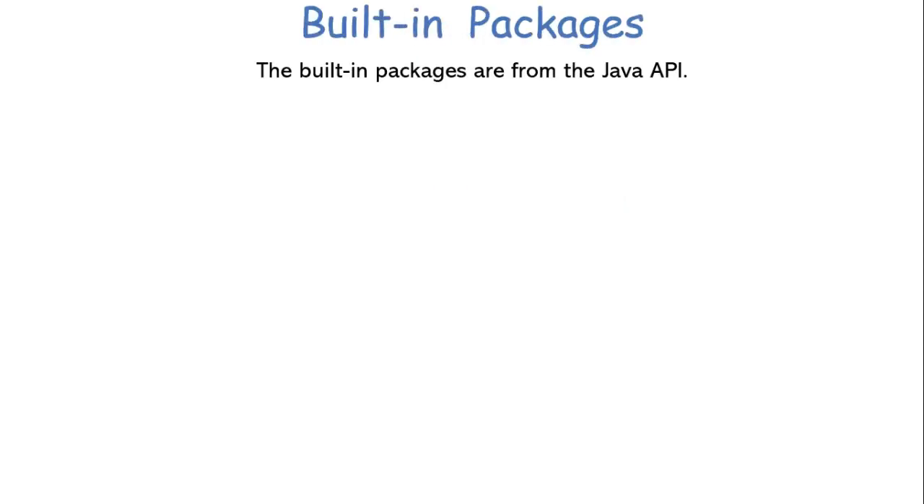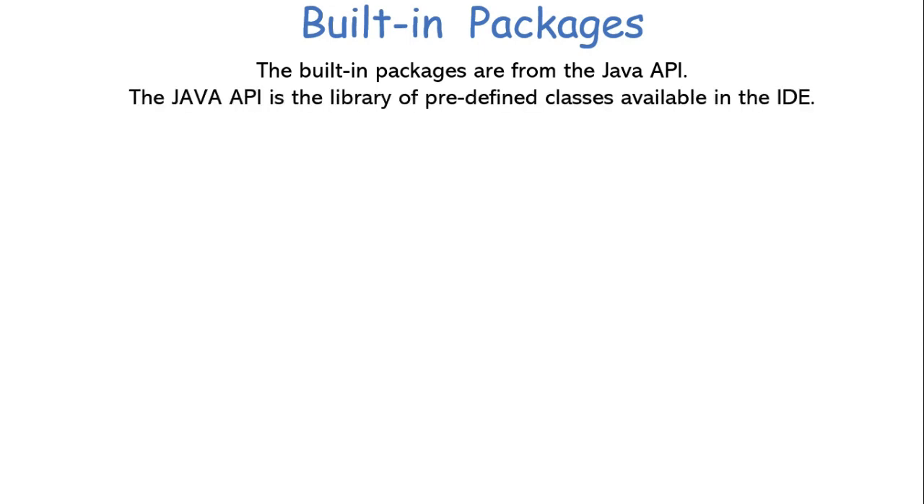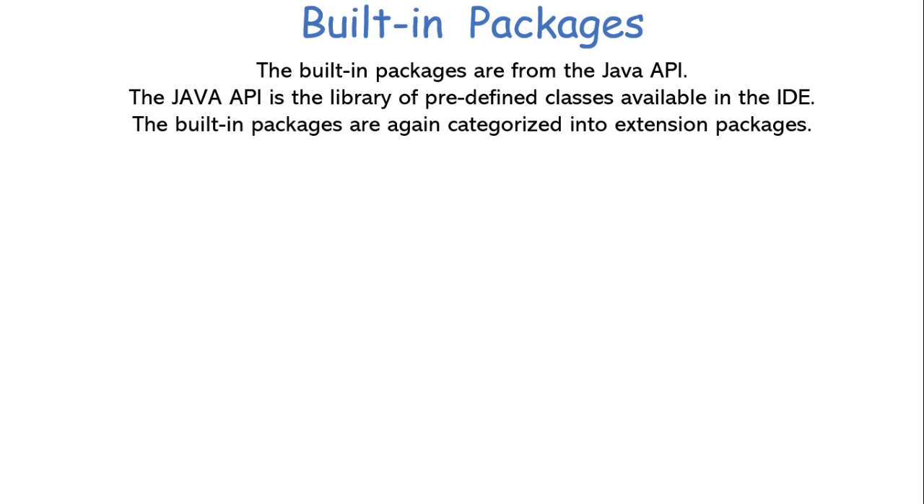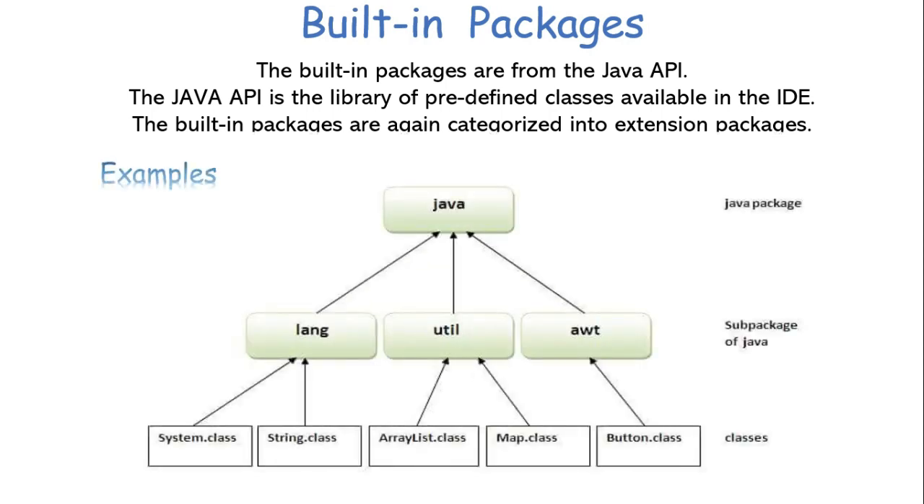Built-in packages are from the Java Application Programming Interface. The Java Application Programming Interface is the library of predefined classes available in the integrated development environment. The built-in packages are again categorized into extension packages. Here are examples of built-in packages. We have java.lang, java.io, java.awt, java.swing, java.net, java.util, java.applet, and java.sql.